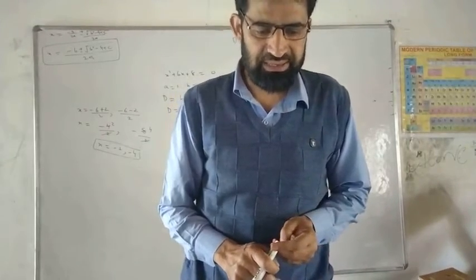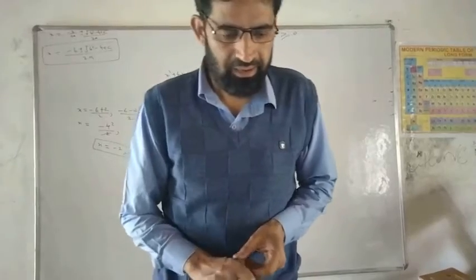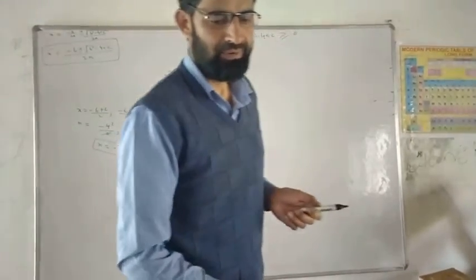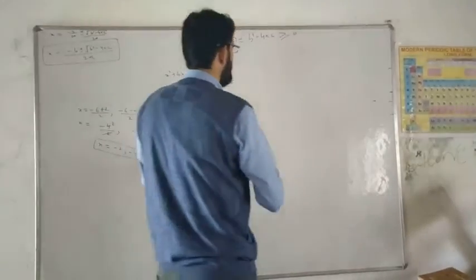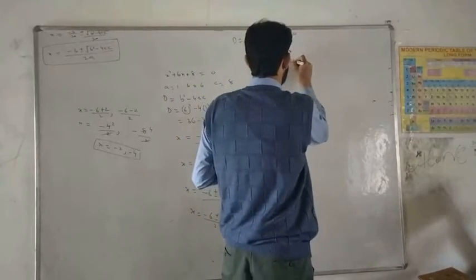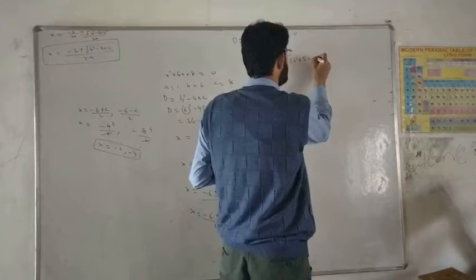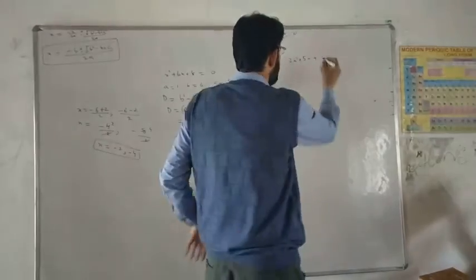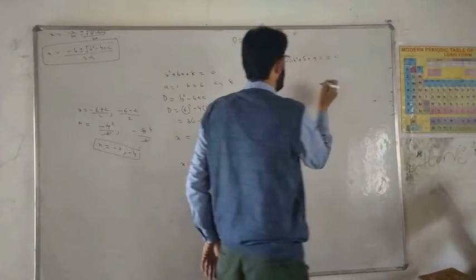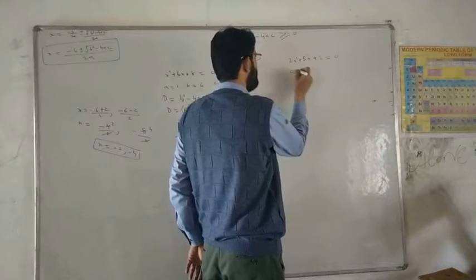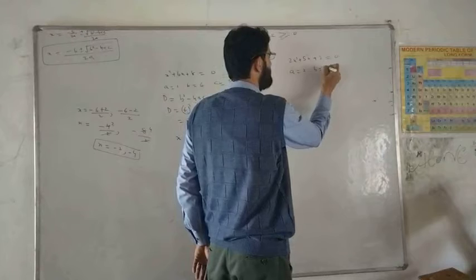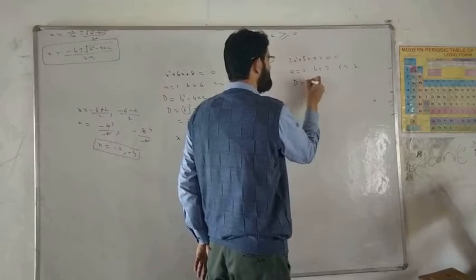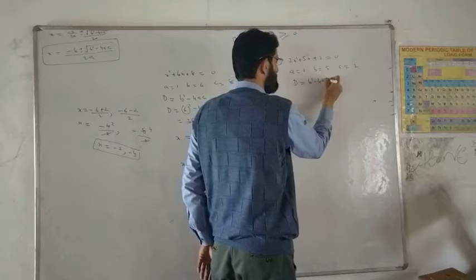The second question is 2x square plus 5x plus 2 is equal to 0. Here we go. It is a is equal to 2. What is b? It is 5. What is c? It is 2. Let's find what D is. D is equal to b square minus 4ac.